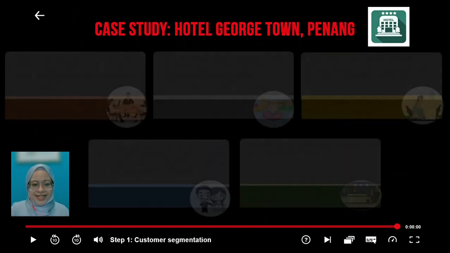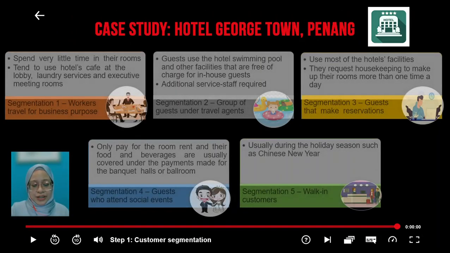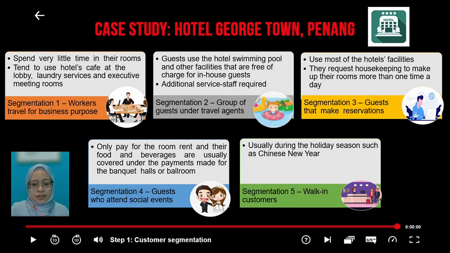Now, let us take a look at an example of a real case that implements customer profitability analysis. So, the company that we have chosen is a hotel located in Georgetown, Penang, Malaysia. The hotel is a 4-star hotel, however, the hotel is kept anonymous for research purposes. As for the customer profitability analysis, the customers of the hotel were separated into 5 different segments.